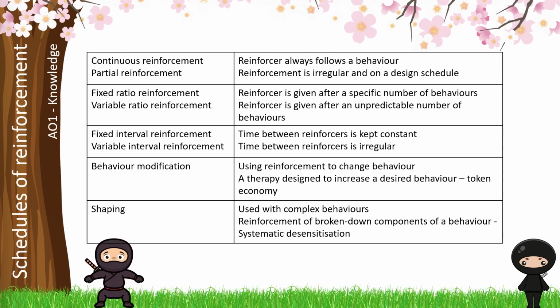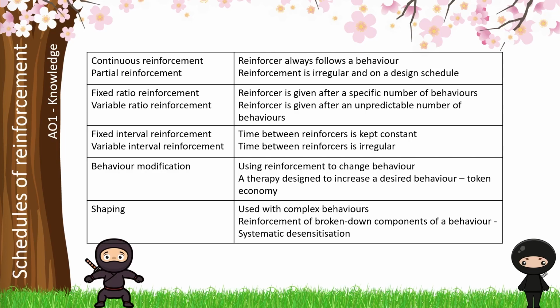Equally, we can talk about behaviour modification and shaping here. Behaviour modification is that we're using reinforcement to change behaviour in a very broad sense. We can talk about different types of behaviour modification here, one of which is token economy, where you provide secondary reinforcers to modify behaviour. We can also talk about systematic desensitisation here, or flooding, or aversion therapy. All of these are different ways in which we might use behaviour modification.